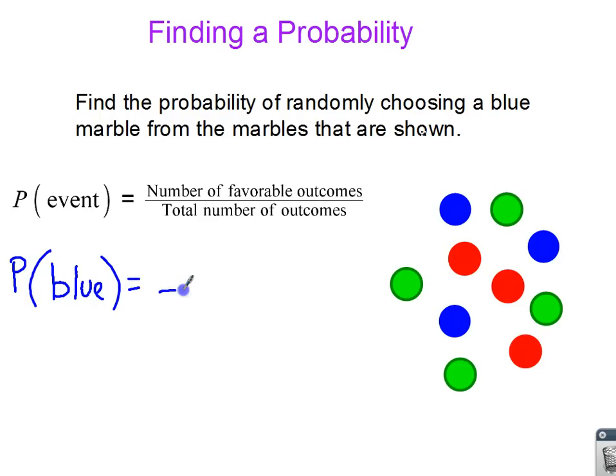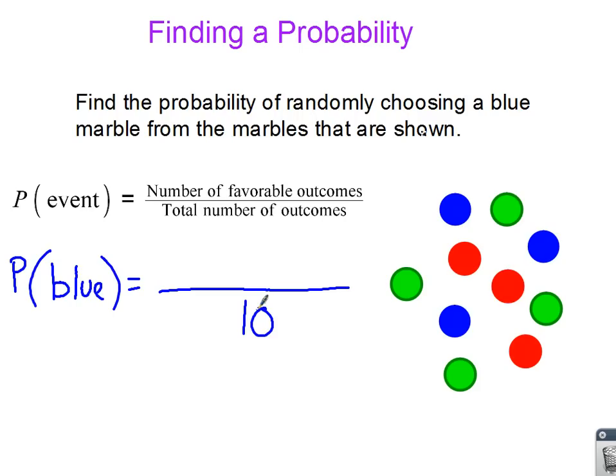marbles. And if we had this in fraction form, what is the total amount of outcomes that could occur? So all of the outcomes are all of the different marbles, regardless of their color. So we count them up. 1, 2, 3, 4, 5, 6, 7, 8, 9. We have 10 total marbles. So that goes in your denominator.